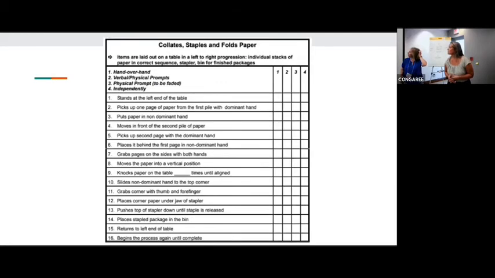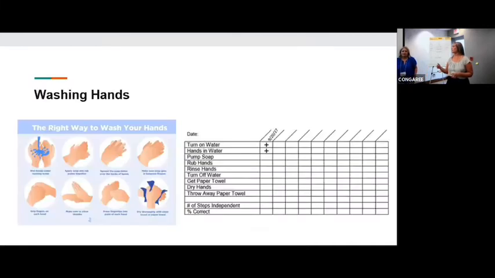Here's another one for stapling and folding papers. So it's just to show you that you could really do it with so many different activities and skills. It's a great way to collect data on activities that you might think, there's no way I can target this. You can do it. We've done it for so many different things.